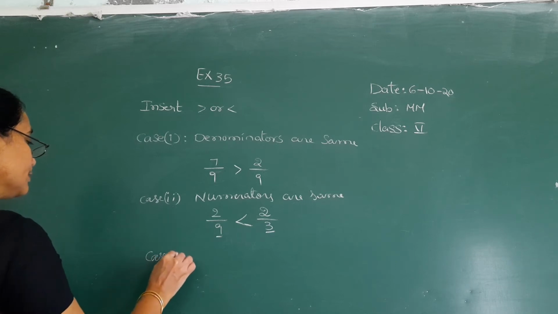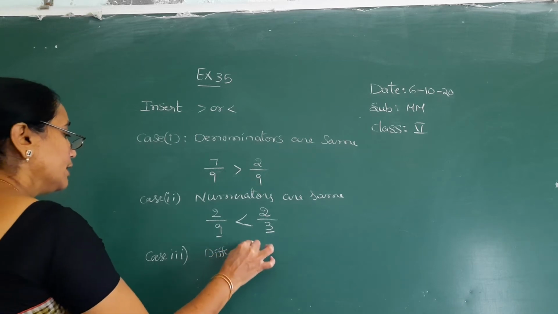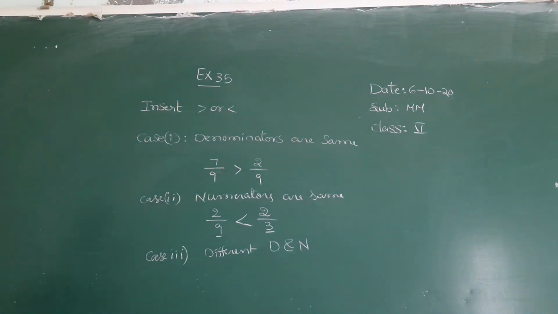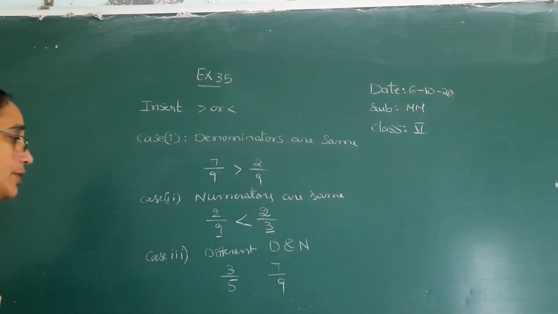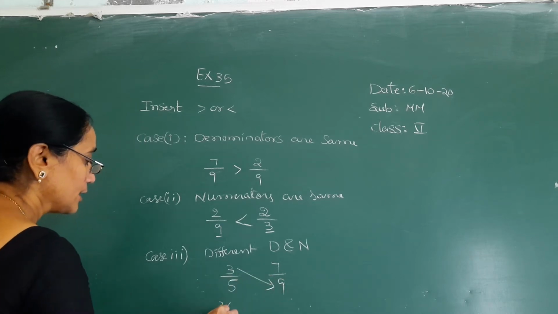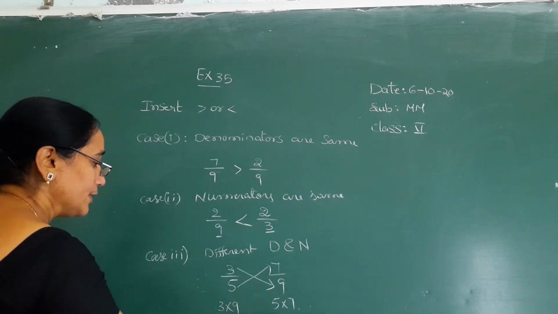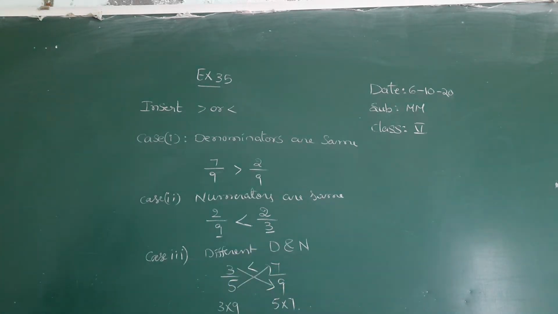Case 3. Other than these two cases, different denominators and numerators. In this case, you have to find the cross products. For example, 3 by 5, 7 by 9. Observe here denominators and numerators are different. In this case select the cross products. So here the cross product 3 into 9 and here it is 5 into 7. So it is 27, 35. Here 35 is more, so 7 by 9 is greater. We have to compare like that.